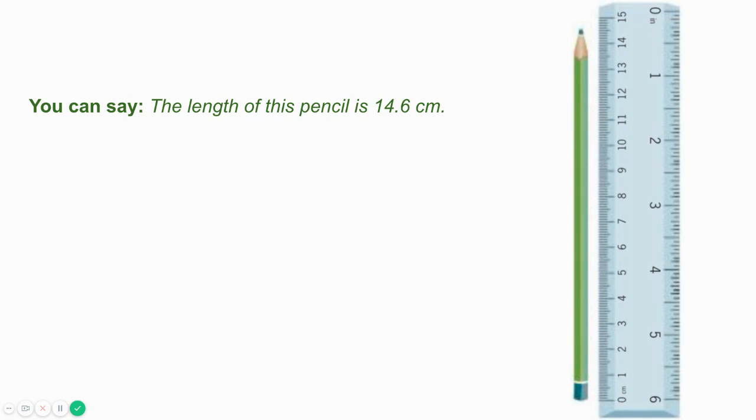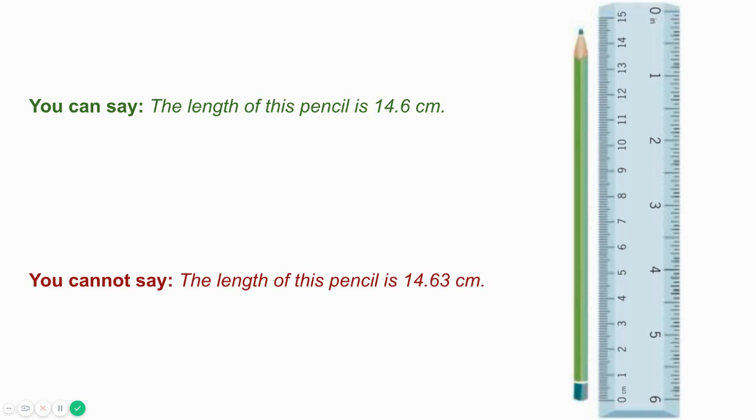But we cannot say the length of the pencil is 14.63. Because how can you be sure that it's 14.63? Why not 14.67 or 68? Because the smallest division is 1 millimeter or 0.1 centimeter. So we cannot use digit 3 or something else after digit 6.